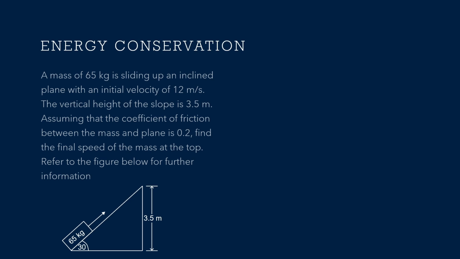Now, let's take a look at this example. It's an energy conservation example. A mass of 65 kilograms is sliding up an inclined plane with an initial velocity of 12 meters per second.